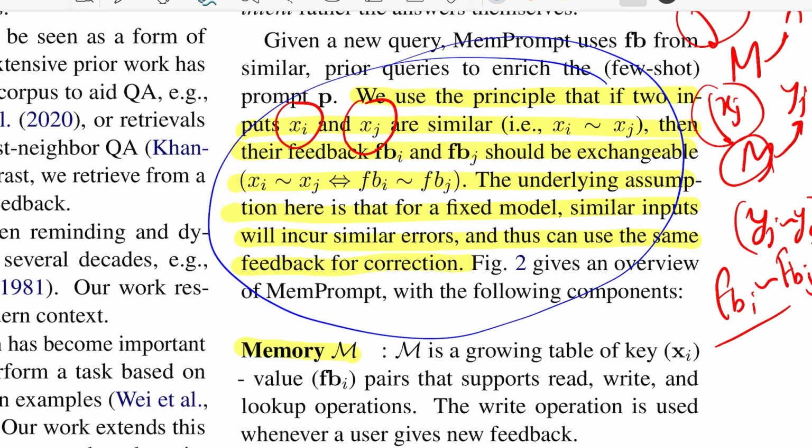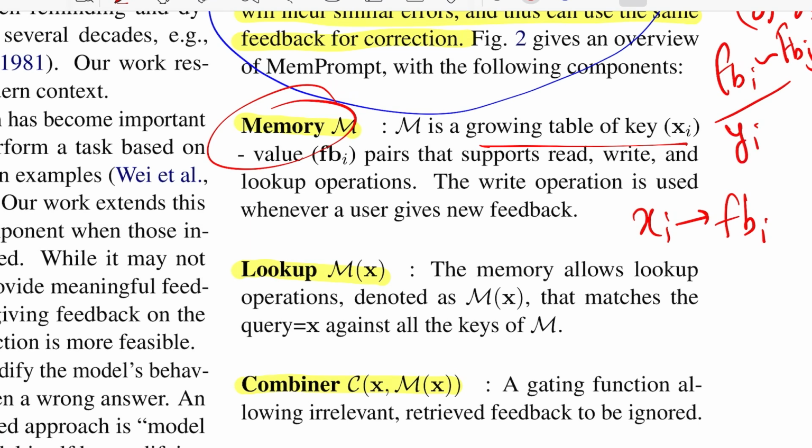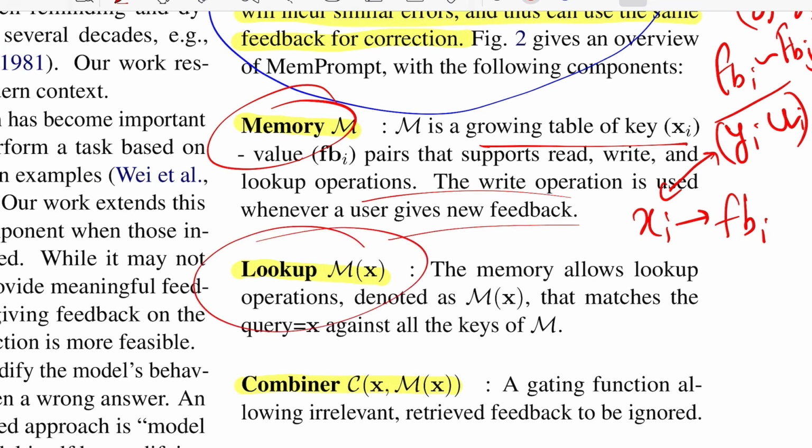Cool. So their system essentially has the following components. The first is memory, which is a growing table of key-value pairs where you have xi as the query that the user asks and its corresponding fbi as the feedback that the user gives in case he's not satisfied with the yi and ui that the model delivers against this xi. So this table supports typical operations like read, write, lookup, and all of that. Then you have lookup as a component, which is a function of the memory, wherein it takes in x and returns a relevant fbi from your memory.